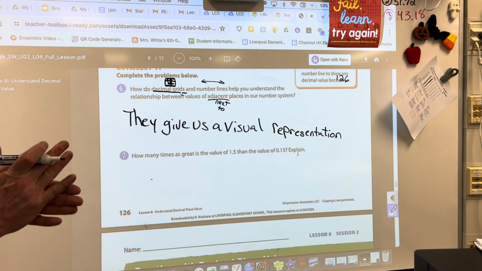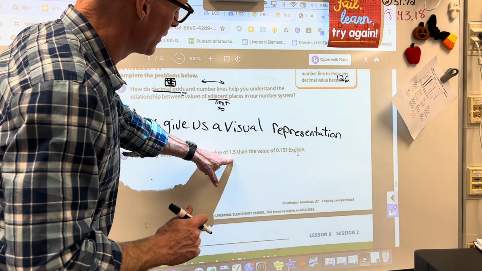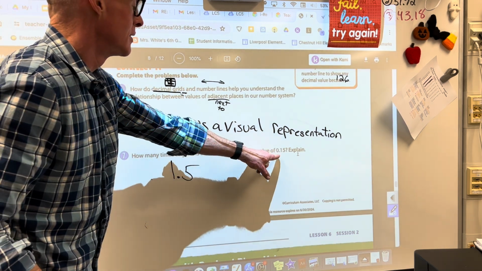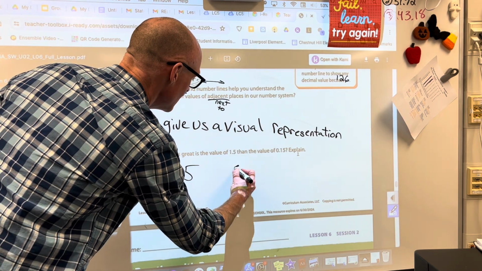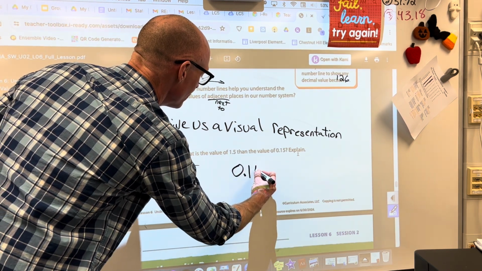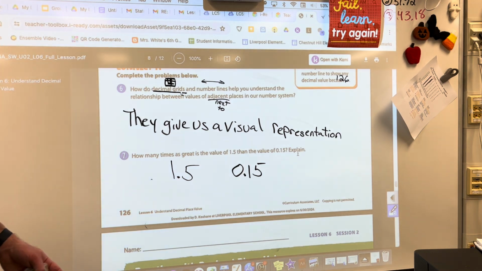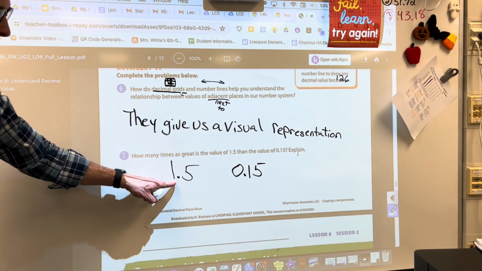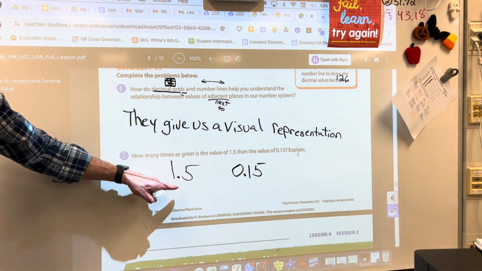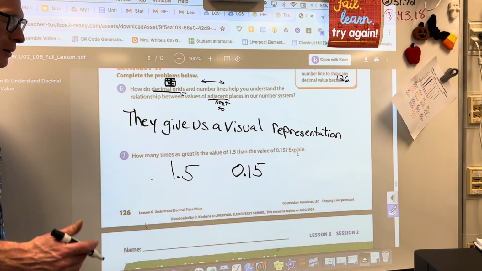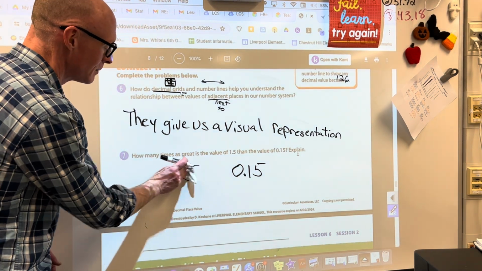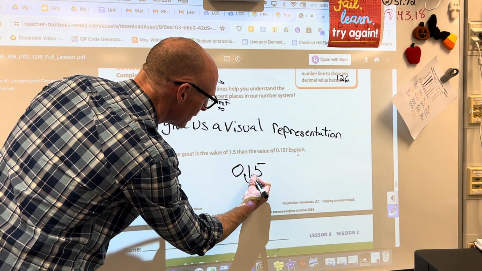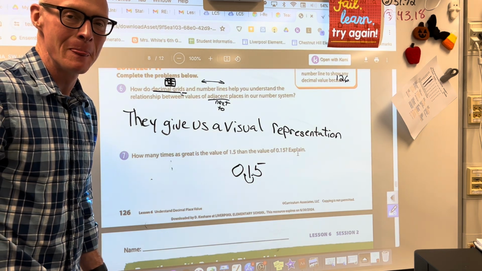Now, it says how many times greater is the value of 1.5 to 0.15? Okay, so think about it. We've got to go from this to this to this. Hopefully, what you noticed is if you take that decimal and move that over one time, that's going to get you that number.